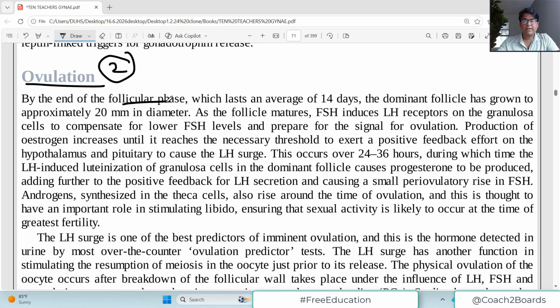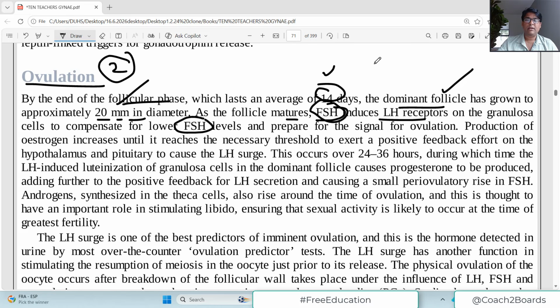By the end of the follicular phase, which lasts about 14 days, usually day 14 of the menstrual cycle is where ovulation happens. The dominant follicle, yani the fittest follicle, has grown to approximately 20 millimeter in diameter, so a very big one, visible perhaps on microscopy. As the follicle matures, the FSH induces LH receptors on the granulosa cell to compensate for lower FSH. यानी FSH कह रहा है भाई मैं तो जा रहा हूँ, तेरे LH तेरे रिसेप्टर बढ़ा के जा रहा हूँ, तो दे दब LH, और बहुत सारा LH सर्ज होता है.